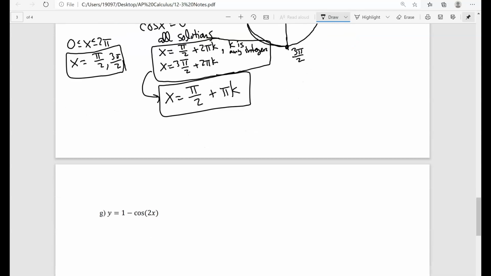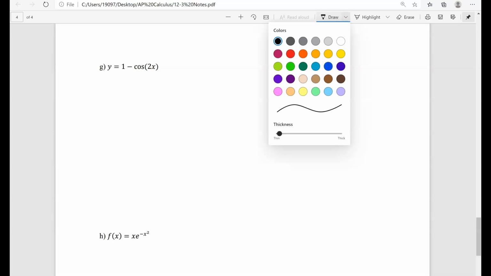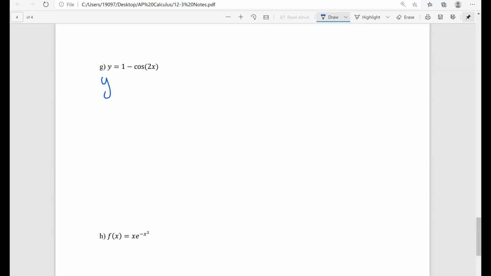Okay, so now let's do another trig one. So let's say we have that one. In this case, we're going to take y prime, the derivative of this. The derivative of 1 is 0. And then we're going to have a negative. The derivative of cosine is going to be negative sine of, we're going to leave the 2x by itself because it's just the chain rule. Then we're going to multiply it by the derivative of the inside, which is 2. So y prime is going to be a positive, and I'm going to put the 2 in the front, 2 sine 2x. And now I'm going to set this equal to 0.